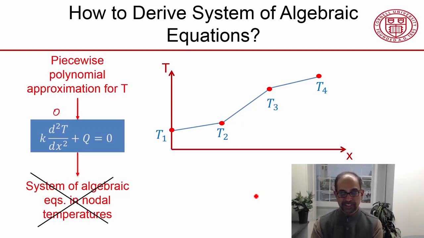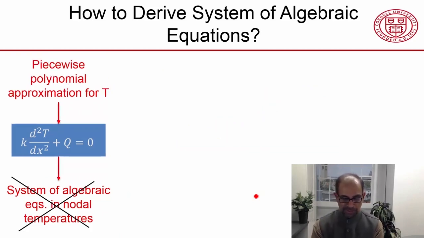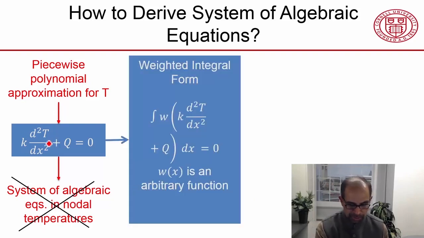So what do I do? Here's what people have figured out. Okay, so you know that this approach doesn't work. So what you do is you go from the differential form to a weighted integral form. So this over here is our differential equation. So you take the differential equation, you multiply it by a weighting function, okay? And that weighting function is an arbitrary function. So this is an arbitrary function. And you integrate it over your domain. So in our case, from 0 to L, and that should be 0.